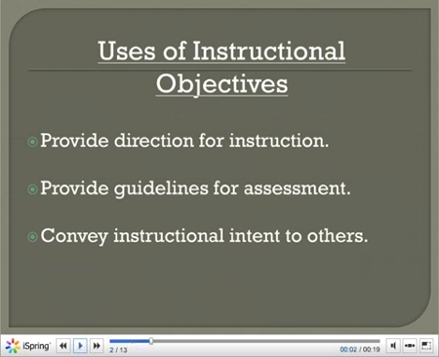There really are three main purposes for objective writing. First, to provide direction for our instruction, which, by the way, is most helpful in giving our lessons focus. Second, to provide guidelines for our assessments. And third, to convey our instructional intent to others. And the others could be a principal, teaching colleagues, students, or parents.